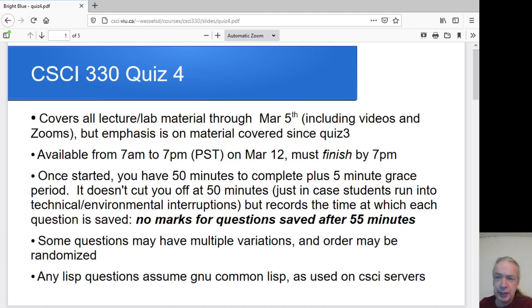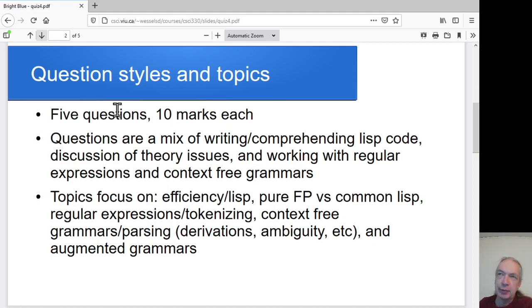And again, usual idea, there might be multiple variations of some of the questions, and parts of it might be randomly ordered, and we're pretty much assuming that it's common Lisp for the language that we're playing with, no changes there. We are getting into some theory material now, so we are moving away from the Lisp. This quiz will be kind of part Lisp and part theory. So 5 questions, 10 marks each.